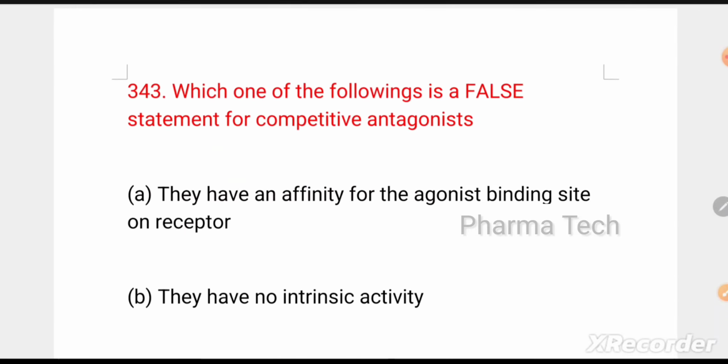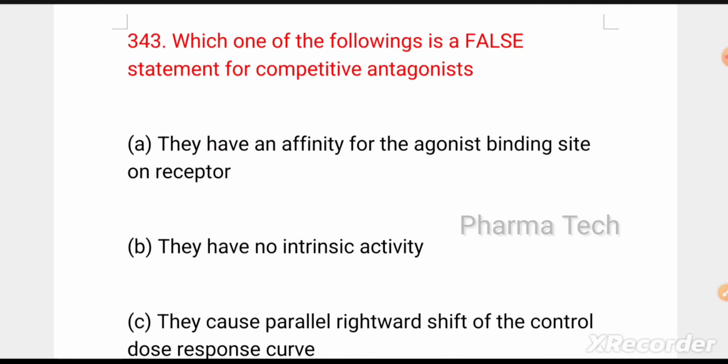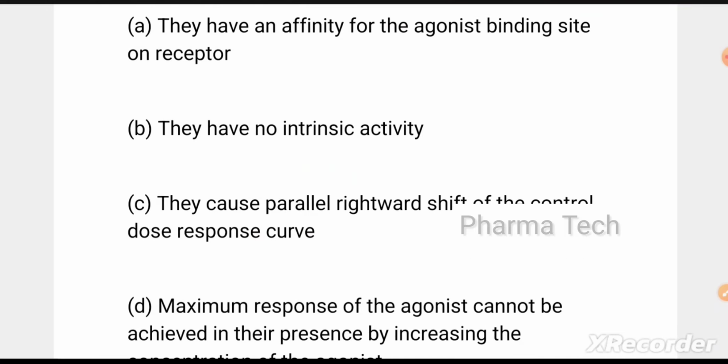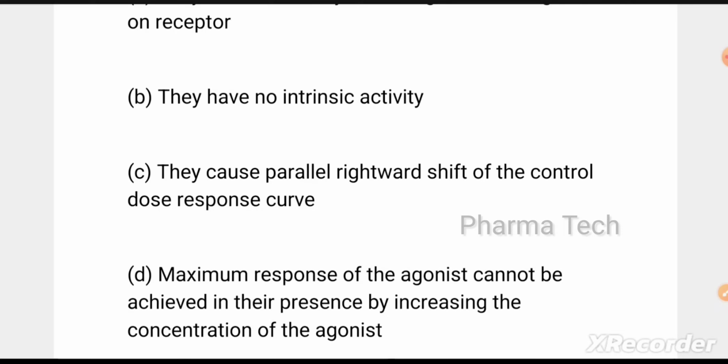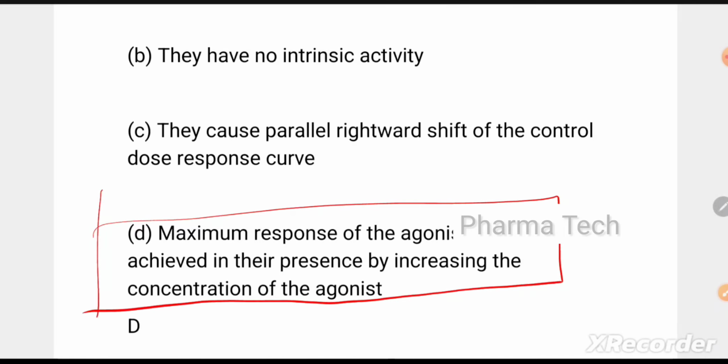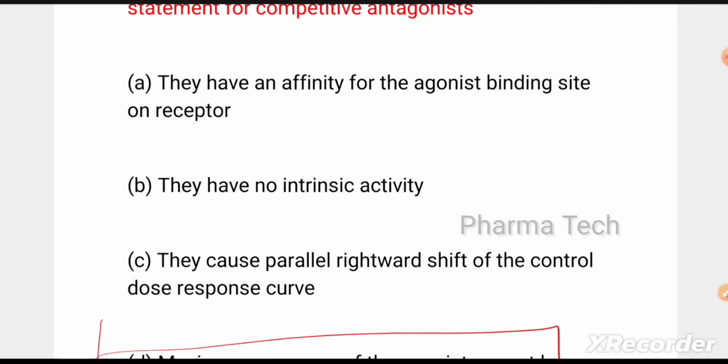Next question: which of the following is a false statement for a competitive antagonist? Options are they have an affinity for the agonist binding site on the receptor, they have no intrinsic activity, they cause a parallel rightward shift of the control dose response curve, the maximum response of the agonist cannot be achieved in their presence by increasing the concentration of the agonist. Answer is D.